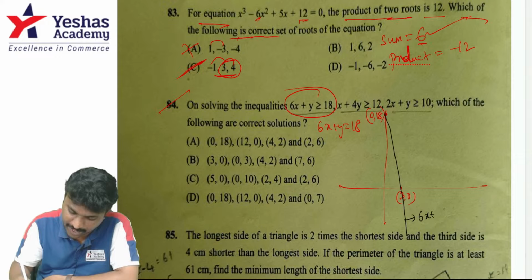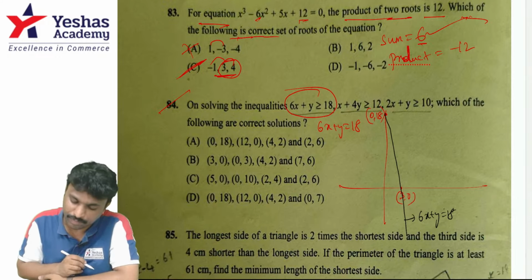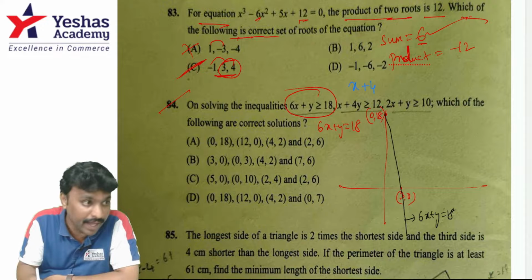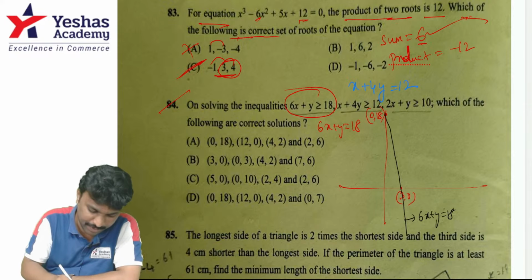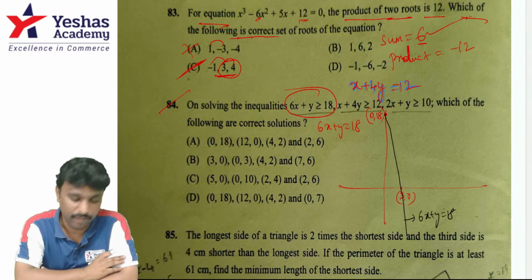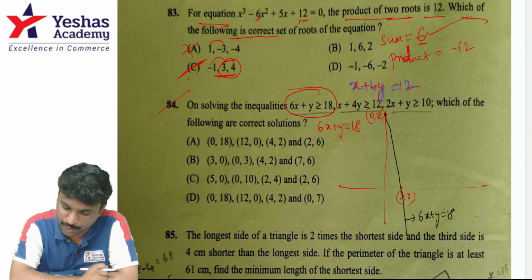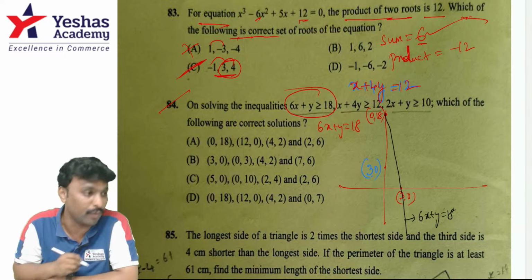This represents the 6x plus y equal to 18 line. Have you understood? Now the second line, that is x plus 4y is equal to 12, I should consider. Now put x equal to 0, y equal to what? 3. So 3 comma 0 is the y-intercept.